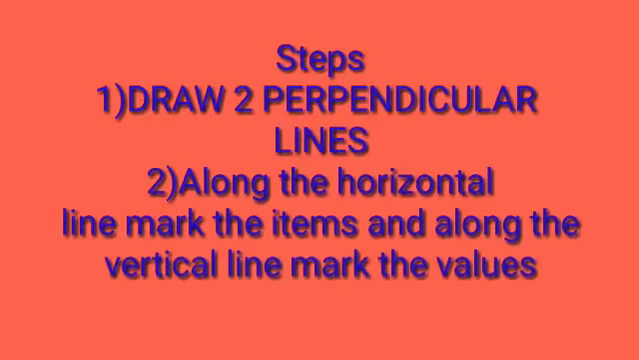To draw a bar graph, we have to keep in mind some points. Here, first step, draw two perpendicular lines. Perpendicular lines means those lines should make a 90-degree angle between them. Along the horizontal line, mark the items, and along the vertical line, mark the values.